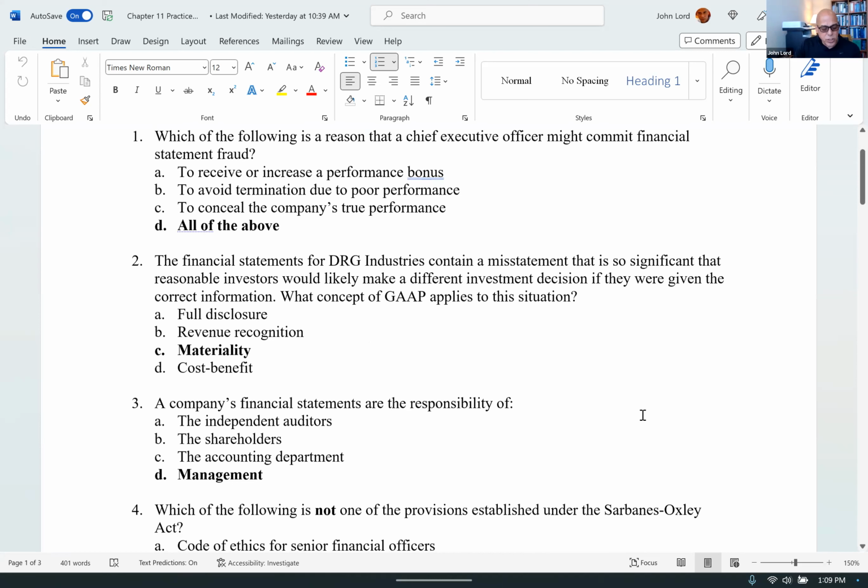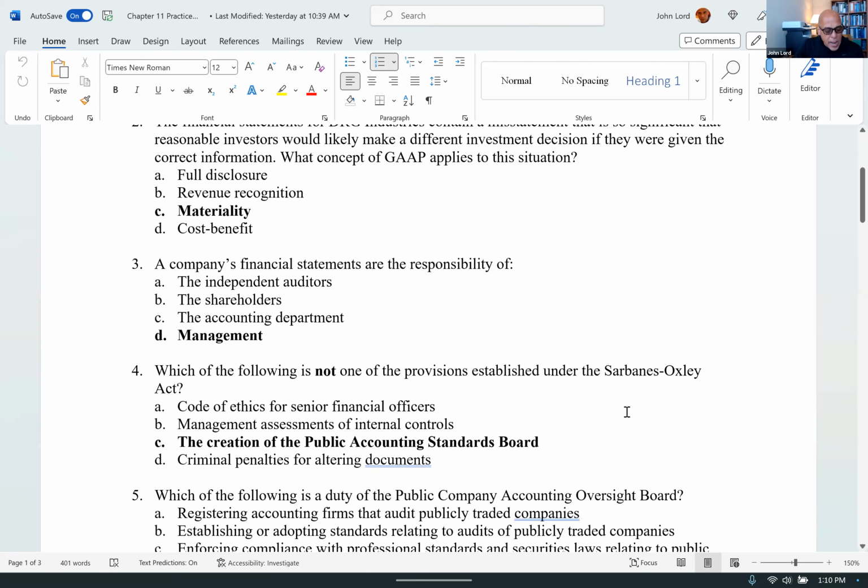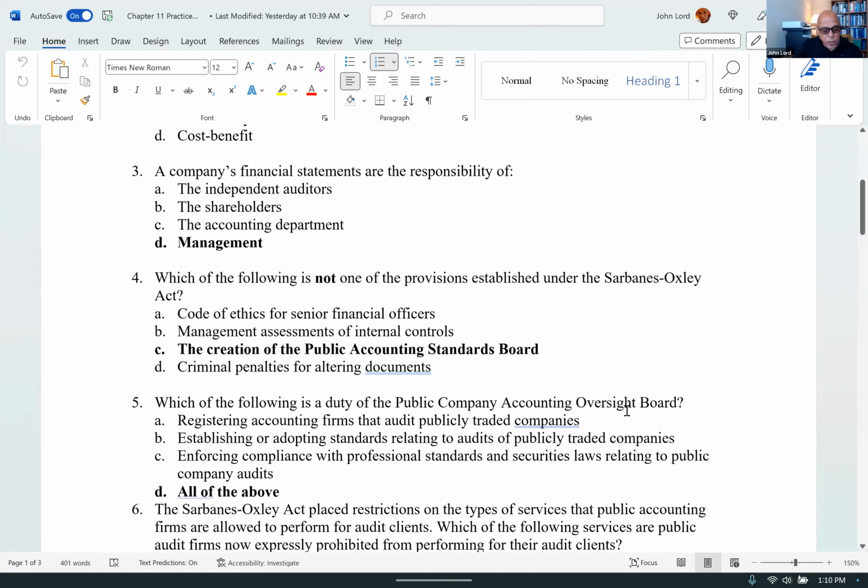The financial statements of DRG Industry contain a misstatement that is so significant that a reasonable investor would likely make a different investment decision if given the correct information. What concept? Materiality. And just remember, we are not limited to quantitative. I think we tend to think, well, what's the dollar amount? If the dollar amount is big enough, then it's material, but it's also qualitative as well. Number 3, a company's financial statements are the responsibility, we've seen, of management, right?